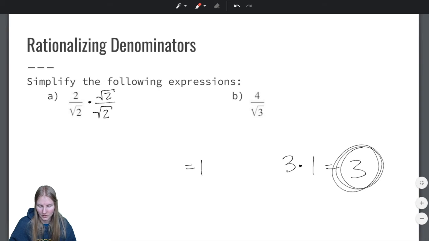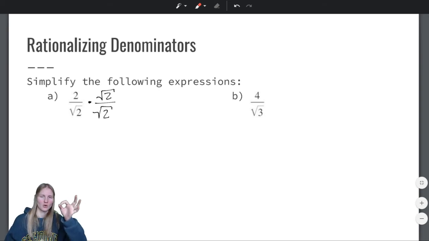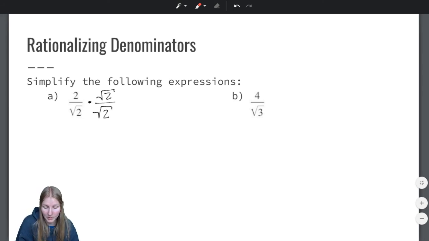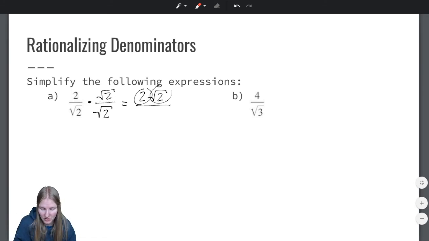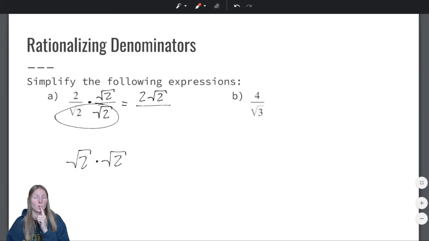Okay. So what happens when I multiply? Well, remember, when I multiply fractions, I multiply straight across. So this is 2 times the square root of 2. Can't combine them or anything like that. This is an apple, this is an orange. Can't shove them together. And on the bottom, I have the square root of 2 times the square root of 2. What is that equal to?